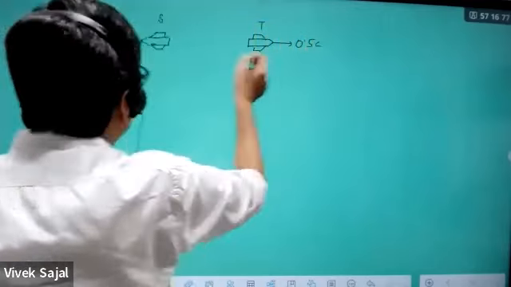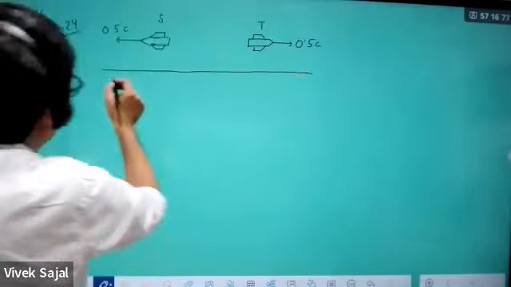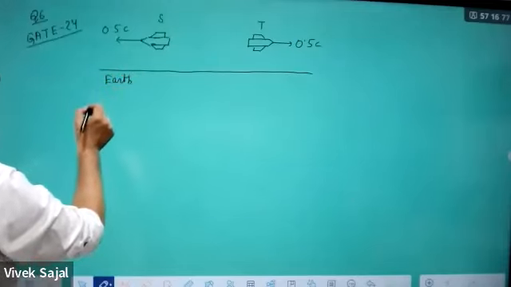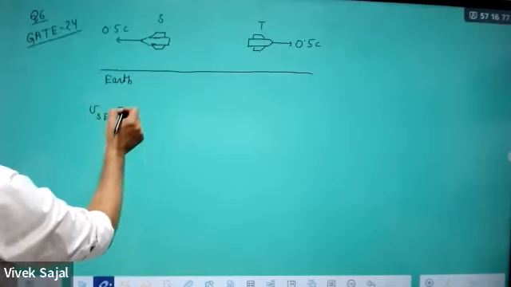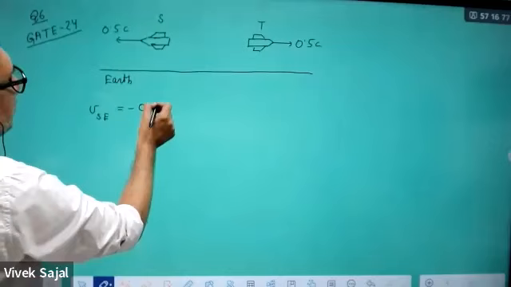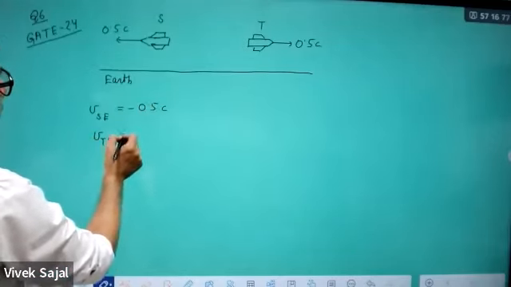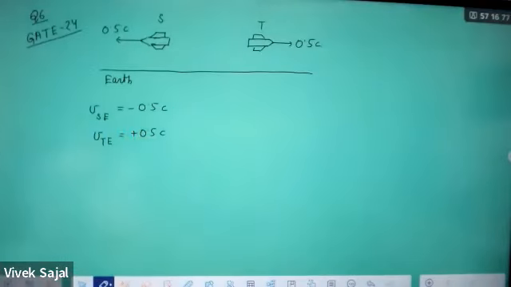From where are you observing these velocities? From the Earth. So the velocity of S with respect to Earth is minus 0.5 c. The velocity of T with respect to Earth will be plus 0.5 c. This is given to us. Now, the velocity of T with respect to S.